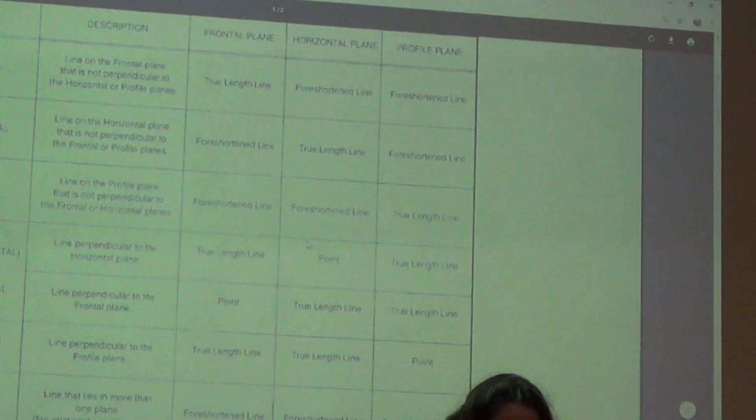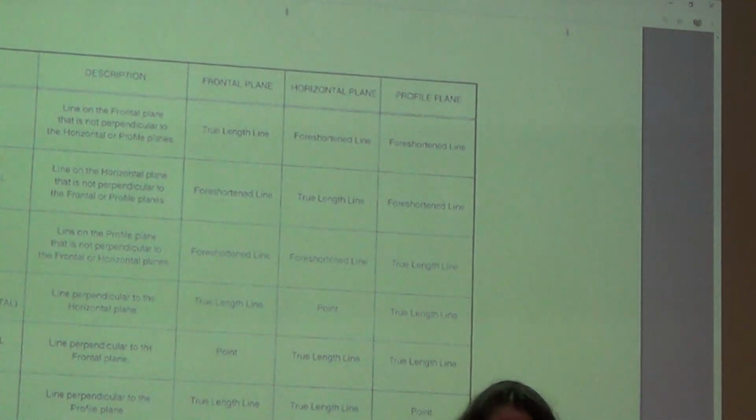Okay, take a look at this. So let's look at an example. There are 7 different types of lines.